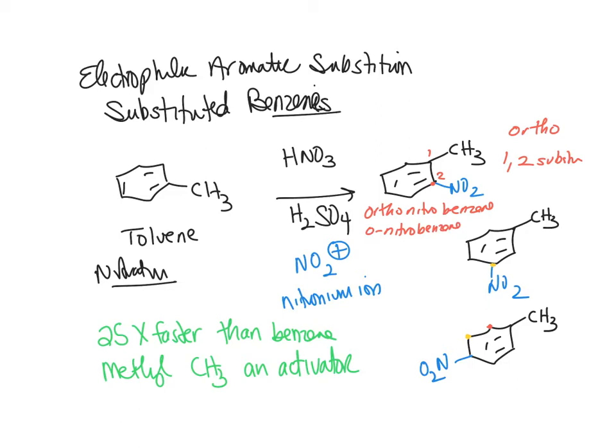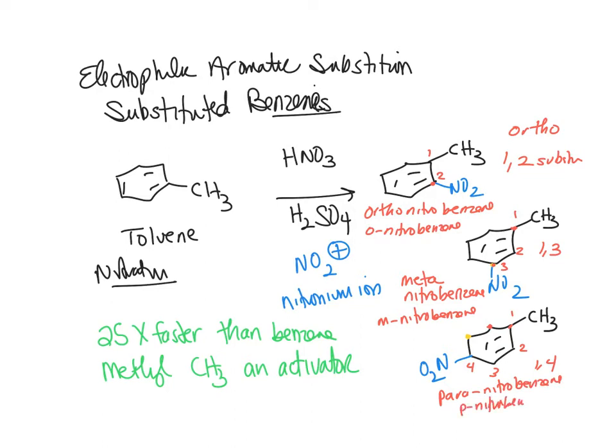Okay, this next one here, that's a 1, 2, 3. So this is a 1,3 substitution, and that's called meta. So that's meta nitrobenzene, or you could just write M-nitrobenzene. And then this one here, 1, 2, 3, 4, that's a 1,4, and this is called para nitrobenzene, or P-nitrobenzene. So one of the things you need to be able to do is name that.